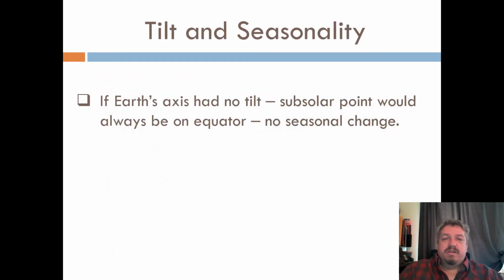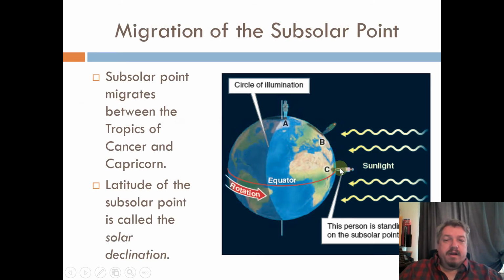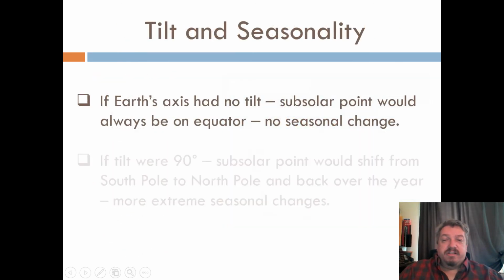If there was no tilt, the subsolar point would always be on the equator, and each half of the Earth would always get the same amount of solar energy. There would be no seasons, because there would be no change in temperature. It would always be what it is. But the tilt changes that.